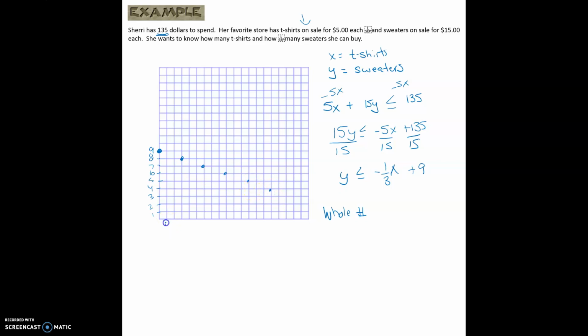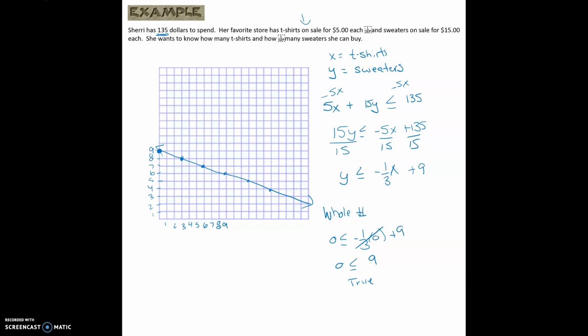Okay, now the other thing, is this line going to be solid or dashed? In my linear inequality, I have that y is less than or equal to, so that means that my line is going to be a solid line. Now I'm going to test a point to see on which side of this line I'm going to shade. I'm going to test the point 0, 0. And I get that 0 is less than or equal to 9, which is true. So that means I am on the bottom part of that line.